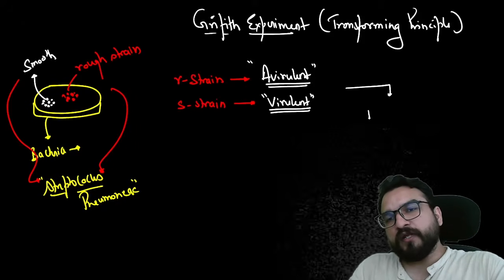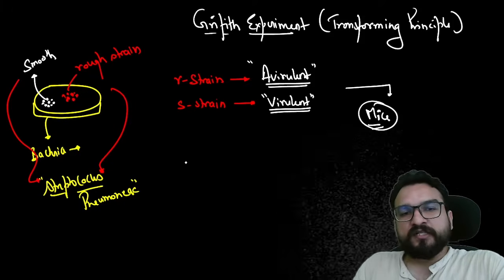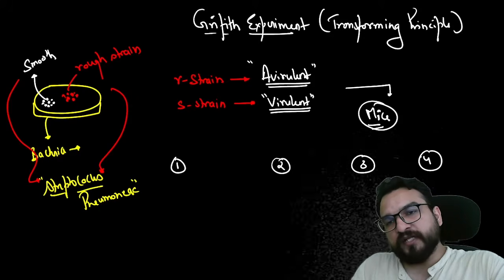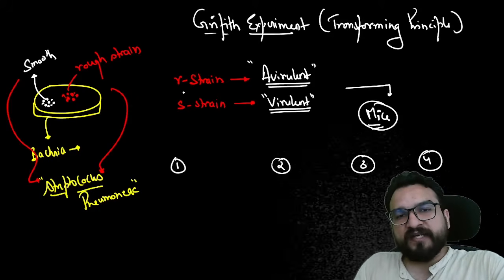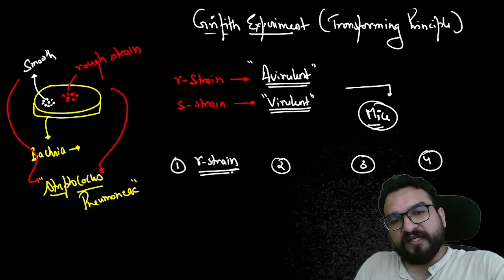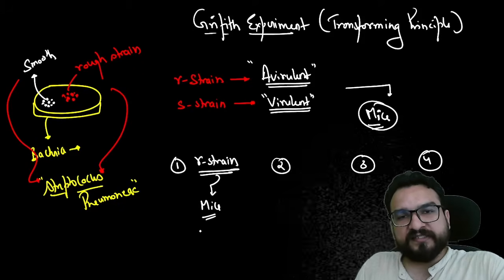What he will be doing over here, he will be taking mice. There will be 4 cases which he will be engaging with. Four cases means, the first case is where he takes this R strain. What will happen if I take the R strain and give it to mice? Will the mice live or get the disease and die?